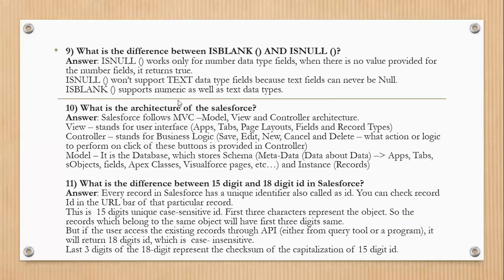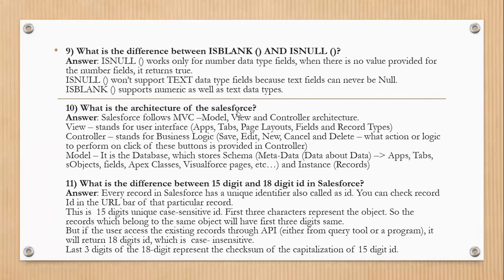Next question: what is the difference between isBlank and isNull? IsNull works only on number data type fields; when there is no value provided for a number field, it returns true. IsNull does not support text data type fields, because a text field can never be null. IsBlank supports the numeric as well as the text data type.